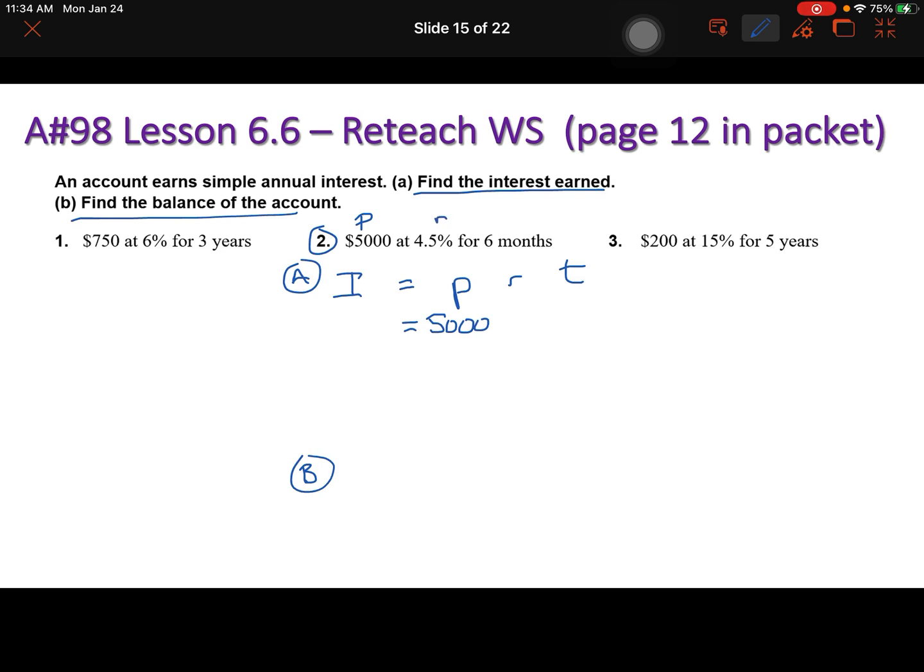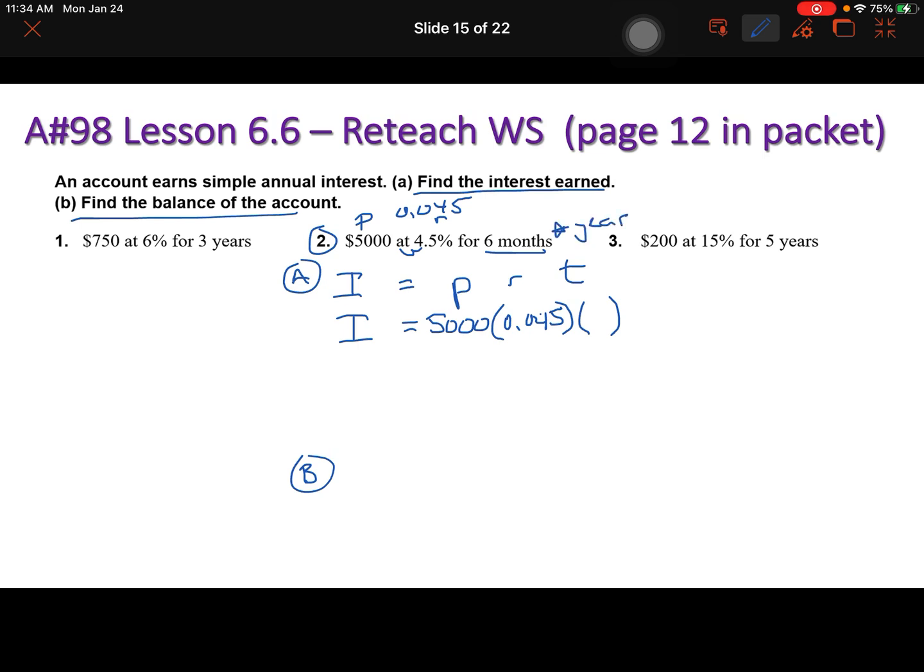4.5 is our rate, which is, we need to move that decimal point over 2, so that 4.5% is really 0.045. And now this is where we have to be careful. If you put in 6 months as T, you will have an incorrect answer because the formula would think you're doing 6 years. Time always has to be in years.